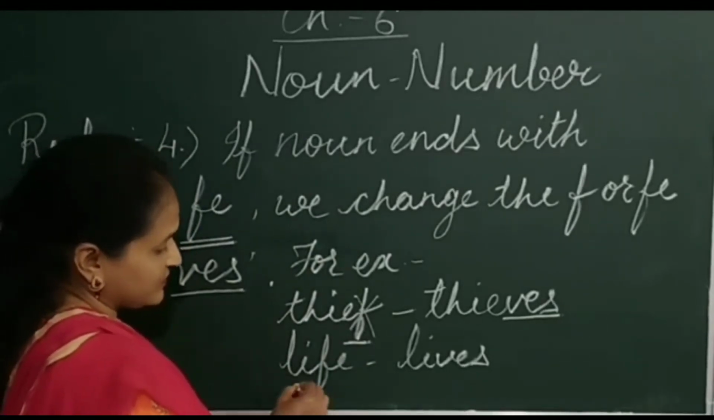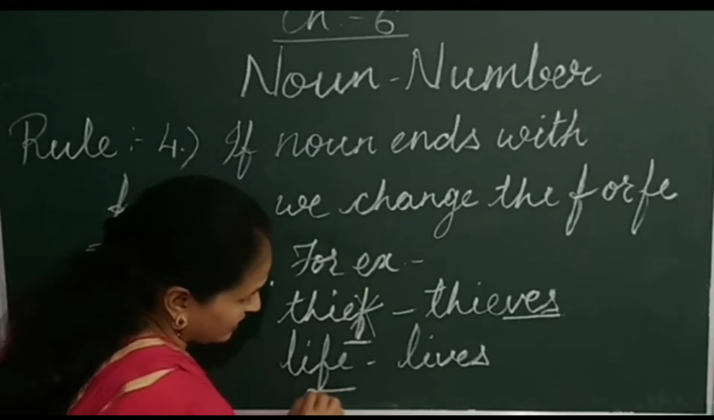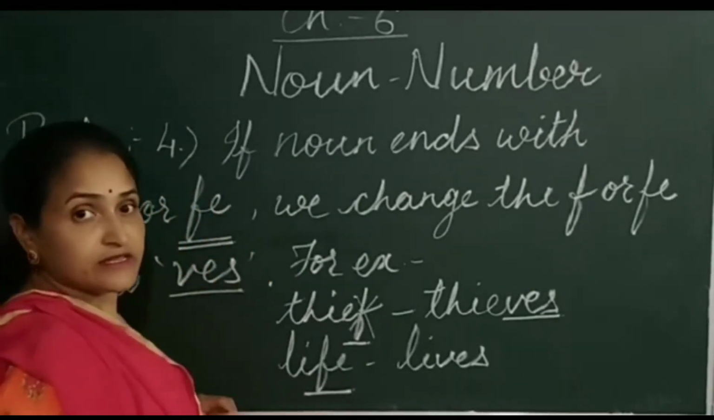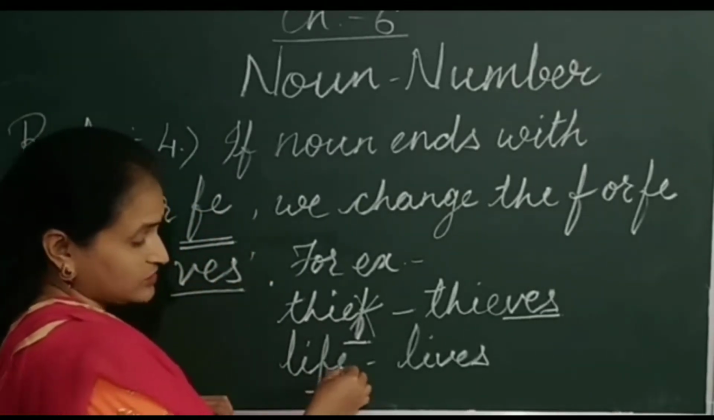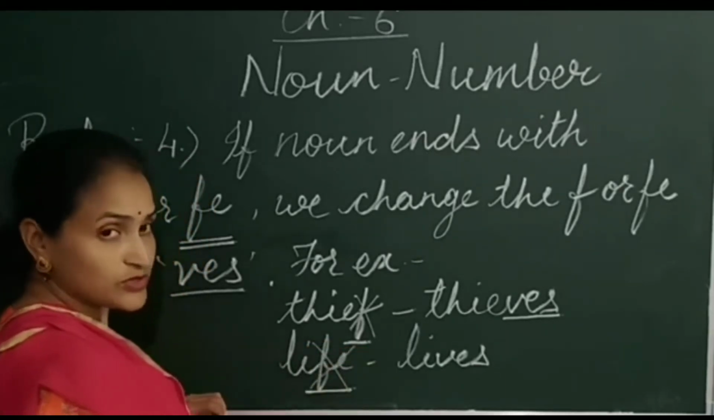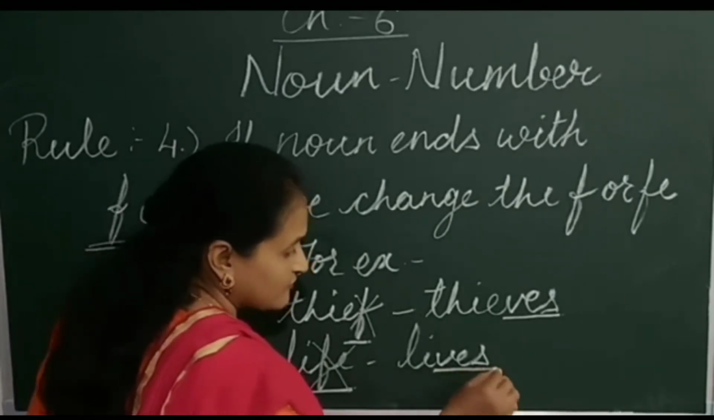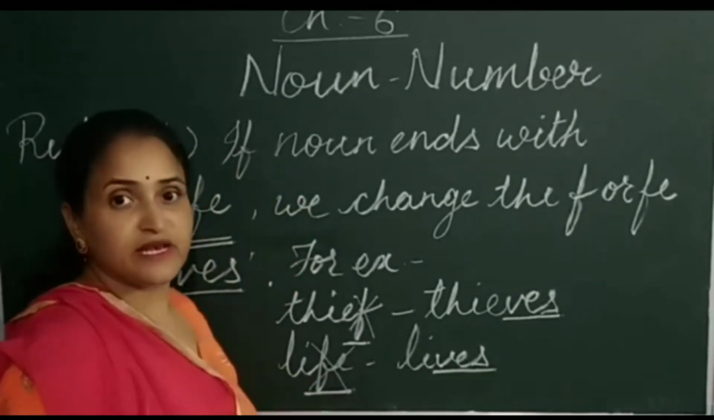See the next word, that is life, life. Here the word is ending with fe. To make its plural, we will omit both the letters and add ves to get the plural of this word, and it will become lives.